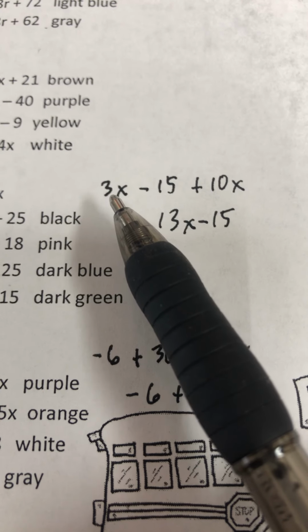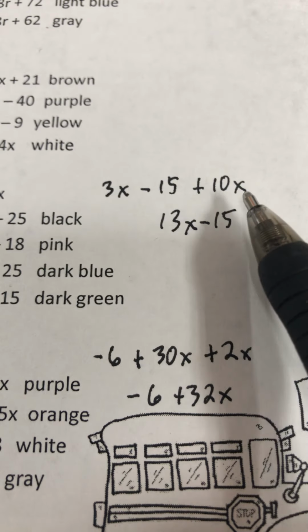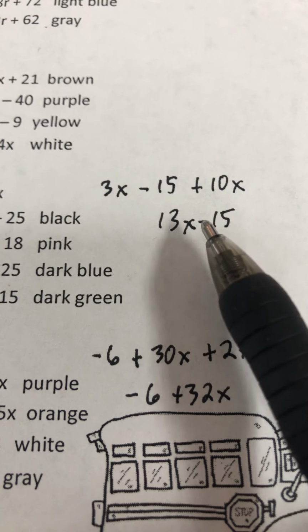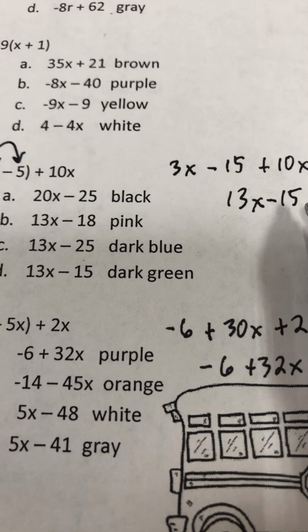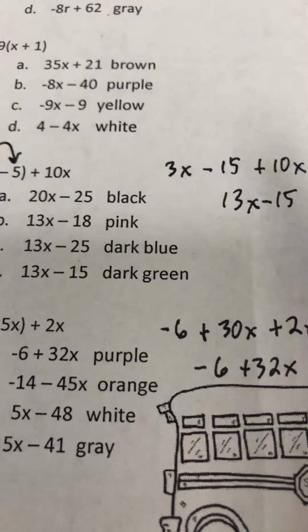Then I'm going to combine my like terms. My 3x and my 10x gives me 13x minus 15. That's the dark green one.